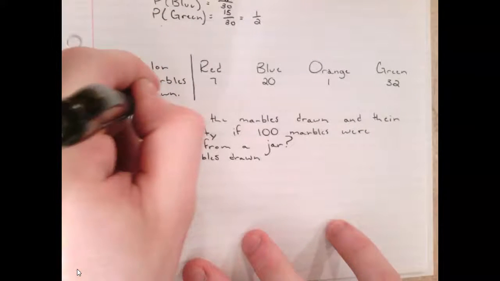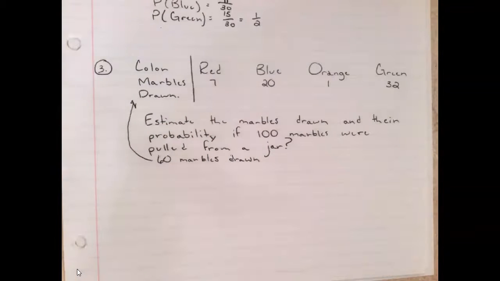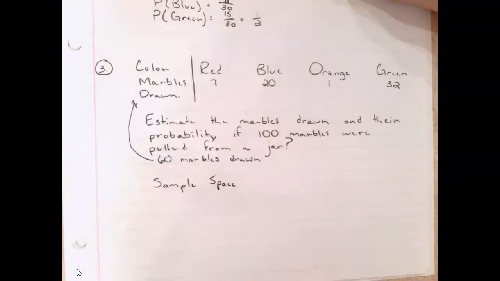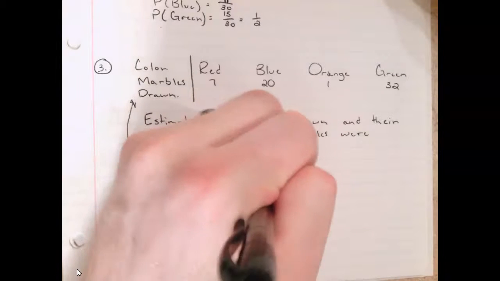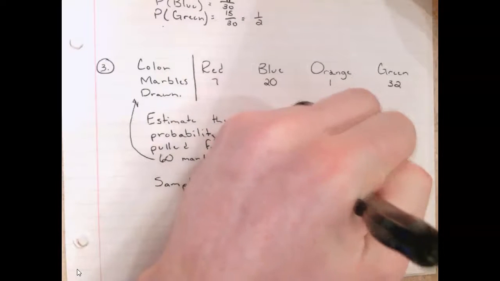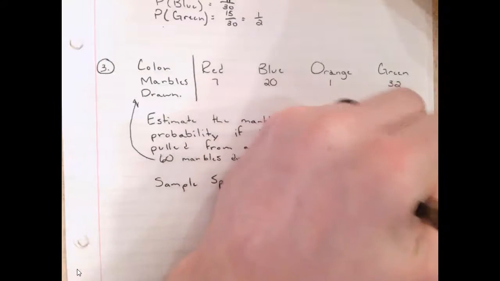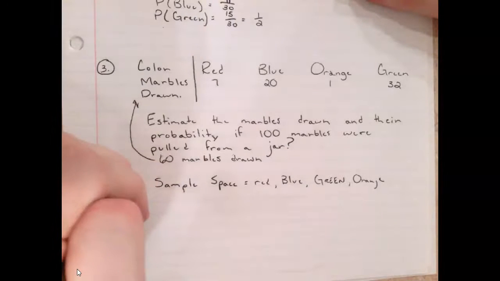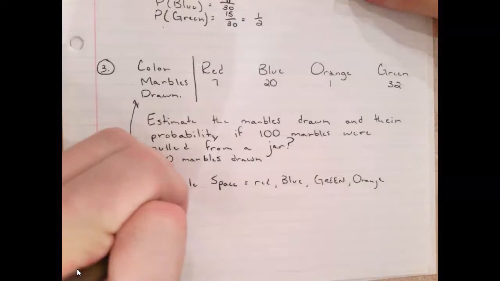And I want to know about 100. Let's go through and create ourselves a probability model first. So again, we have our sample space. My different options in my sample space are red, blue, green, and orange. And now let's begin to make our probability model. I'm going to space this one out a little bit so that way you can see it a little easier.